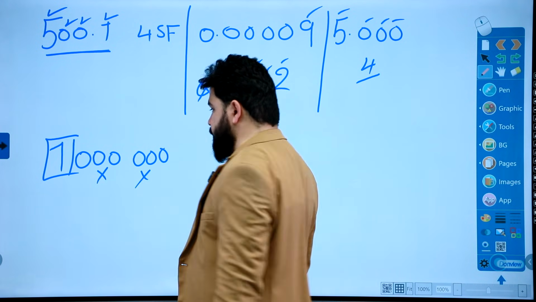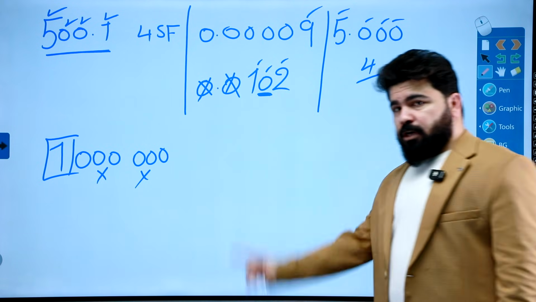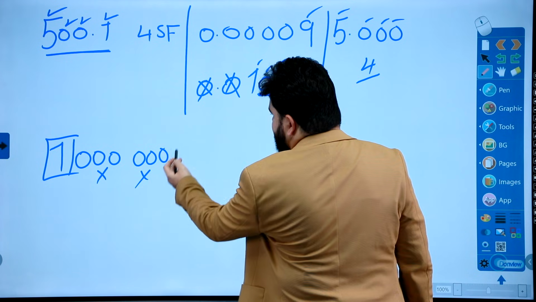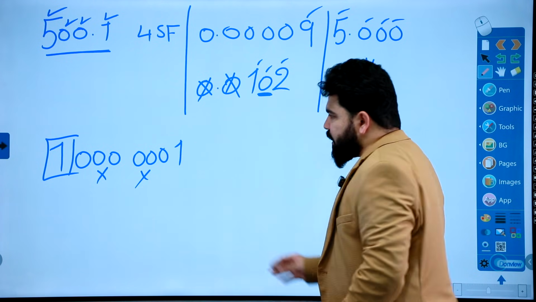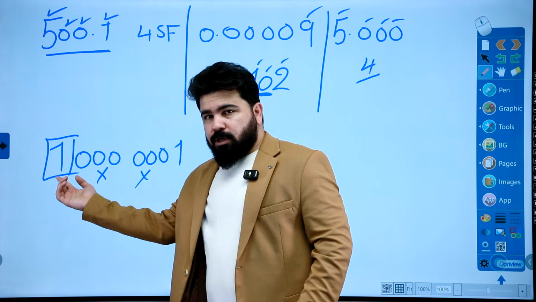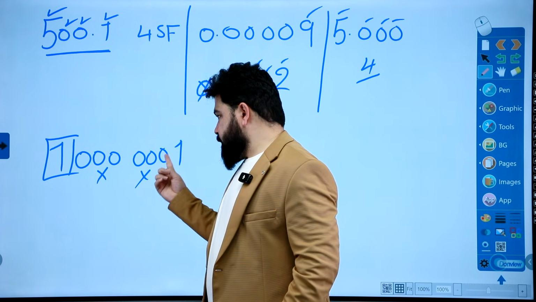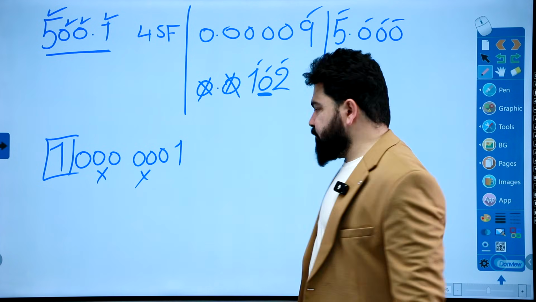These 6 zeros are not counted, so I only have one significant figure. Some of you might say, what about now? Be careful. The zeros now are between two numbers. So 1, 2, 3, 4, 5, 6, 7, and 8. I have 8 significant figures.